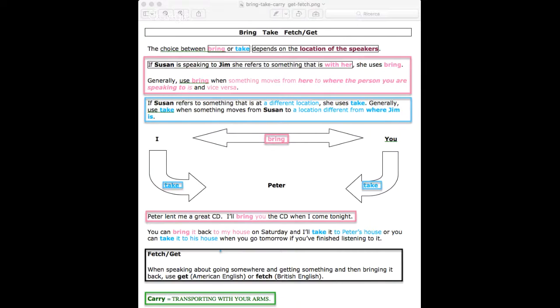And then at the very bottom of the page in green, not very visible, is the word carry. Now, in some languages, carry and bring and take tend to be the same word. So instead, in British English or in American English, carry only means transporting with your arms. So you feel the weight. For example, today I did a lot of shopping and I had trouble carrying the shopping bags, literally taking the weight of the shopping bags. So carry is to bring in your arms.